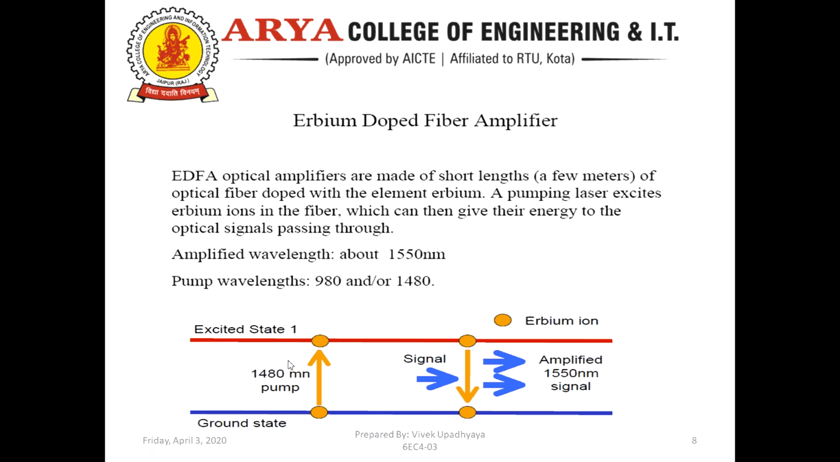So here we can see the ground state. After the pumping, it will move to excited state 1. Here the yellow dots are the erbium ions, and the blue arrow shows the amplified optical signal, which is of 1550 nanometer.